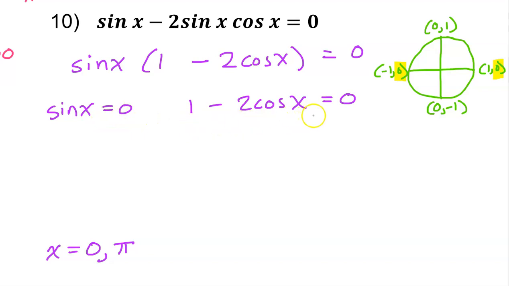Now let's solve the second equation. I guess I'll subtract 1 from both sides. So I will have negative 2 cosine x is equal to negative 1. Now I'm going to divide both sides by negative 2. So that will leave me with cosine x is equal to positive 1/2. Negative divided by a negative is a positive. So what is the reference angle here?